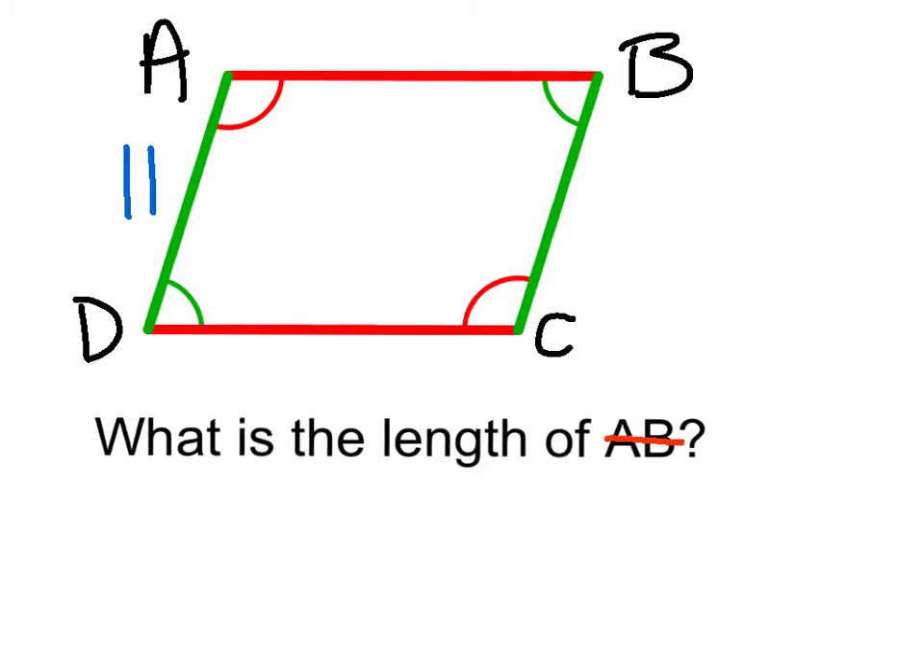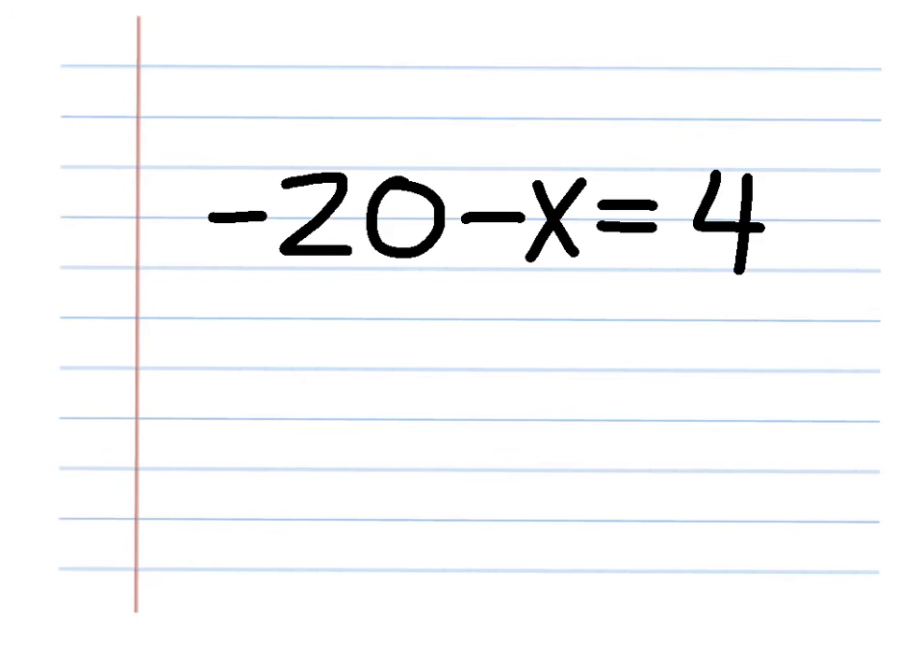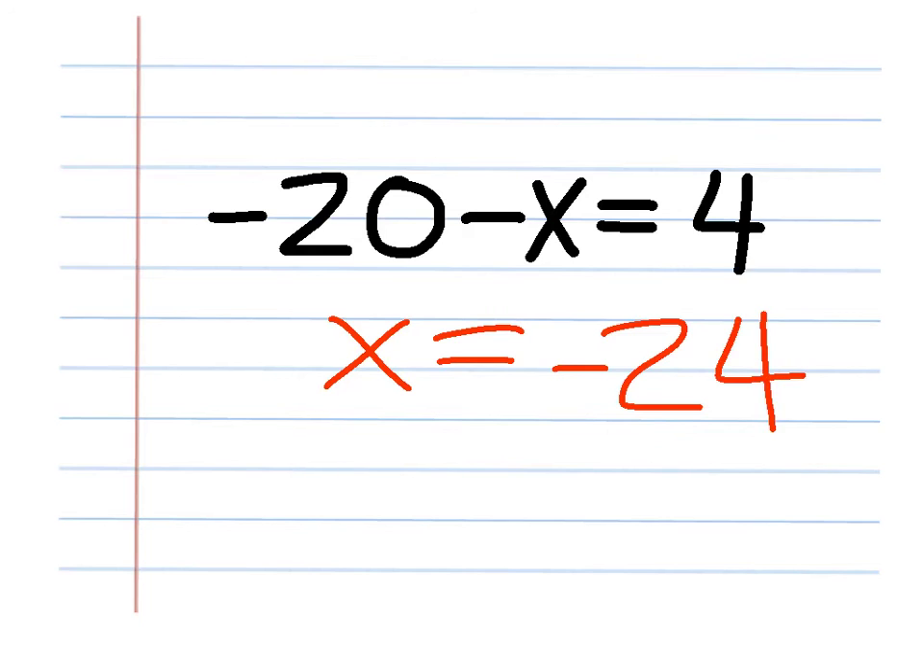Practice problem number 2. For the practice problem, this should not say AB, it should be BC. The answer should be -24.